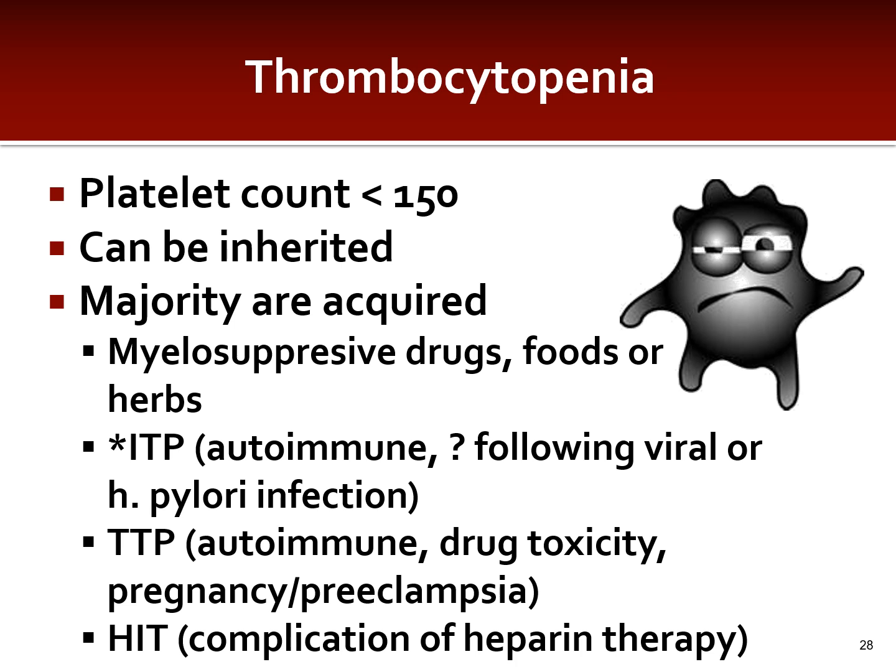TTP is basically due to drug toxicity, pregnancy, preeclampsia. And then HIT, that's heparin induced. This is a complication of heparin. Those clients that have been on heparin drips are going to be at risk for HIT. HIT and DIC, these clients could bleed out very quickly. Okay, so you need to remember HIT, DIC.